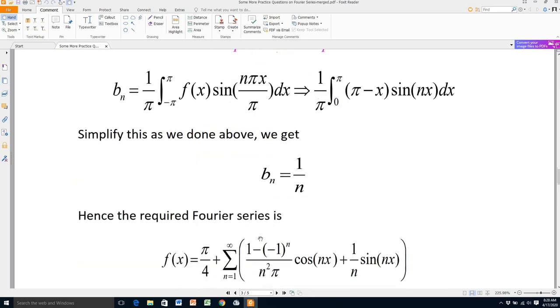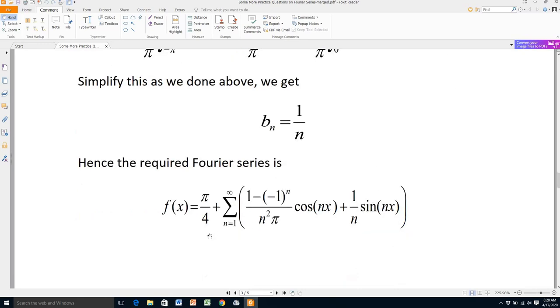Hence the required Fourier series is, now I am substituting the respective Fourier coefficient values here. F of x is equal to pi over 4 in the place of a naught plus summation n equal to 1 to infinity, and in the place of a n I am writing 1 minus minus 1 raised to the power n divided by n square pi into cos nx plus 1 over n sine nx. Here in the formula you see cos n pi x divided by p. When you substitute the value of p, that is pi, it is cancelled with this pi, and you get only this simplified form. Similarly in sine also.